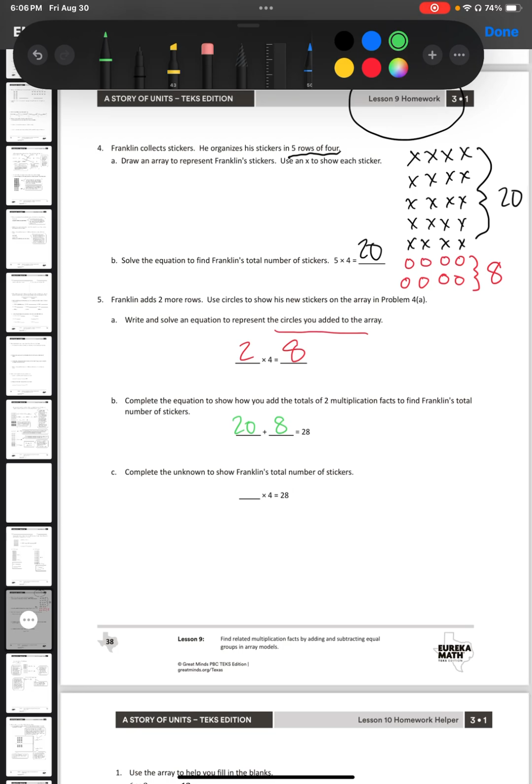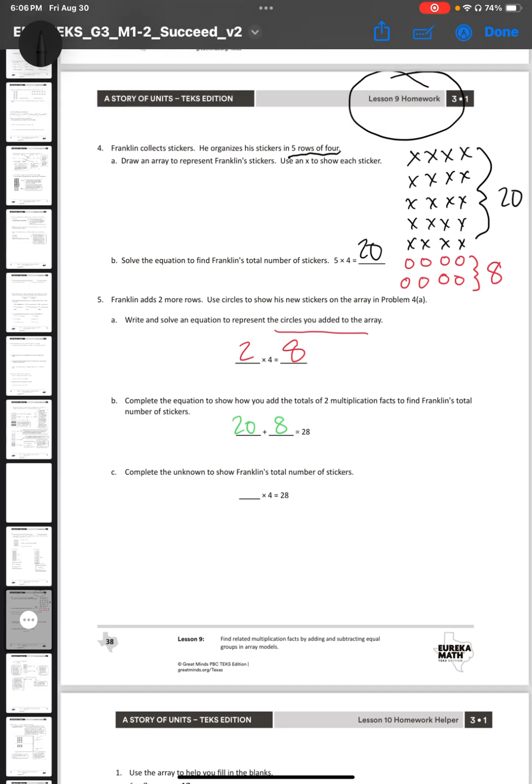C. Complete the unknown to show Franklin's total number of stickers. So something times 4 is 28. This is when we put the entire array together. And what we can do is count the rows. 1, 2, 3, 4, 5, 6, 7. 7 fours, or 7 times 4, is 28.